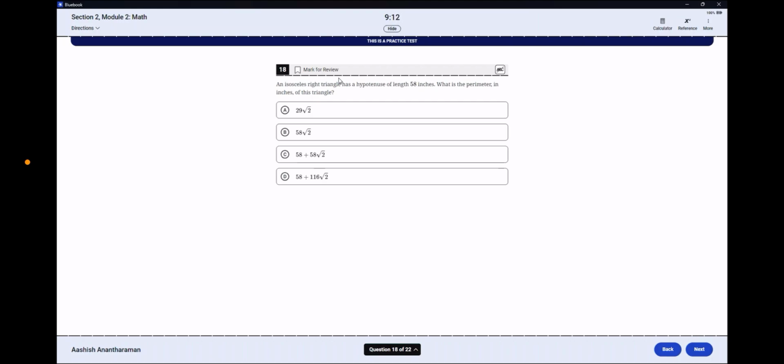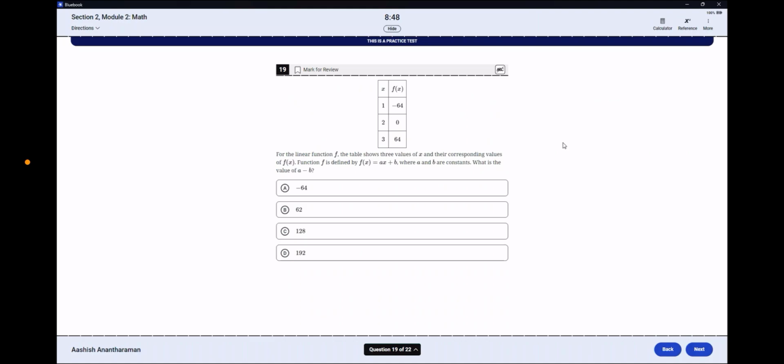And you're also going to have 58 added to that. So let's get the radical out of the denominator. You're going to get 116 square root of 2 over 2 plus 58. So that's going to be 58 square root of 2 plus 58.